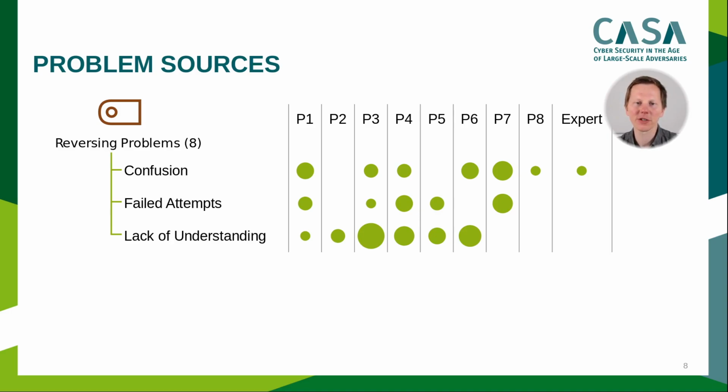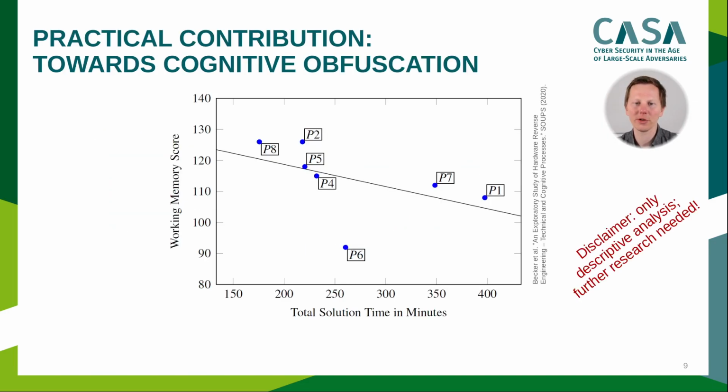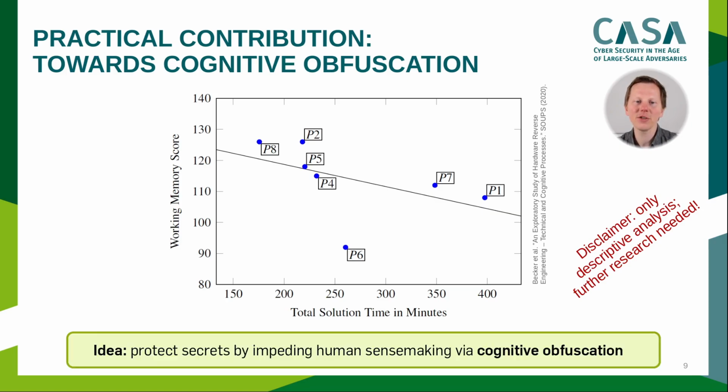However, some participants could still cope better with those problems than others. Our findings support that both expertise and cognitive abilities play a role for HRE success. As shown in this figure, we observed a slight negative correlation between the total solution time of the task and participants' working memory scores, an IQ subscore which helps them to temporarily keep chunks of information in mind. These findings open an avenue for a new research direction, which we coin cognitive obfuscation, a new set of methods developed to prevent illegitimate reverse engineering by impeding the human sense-making processes.